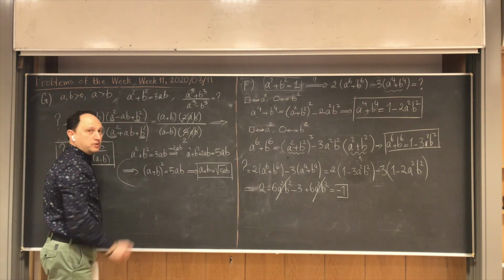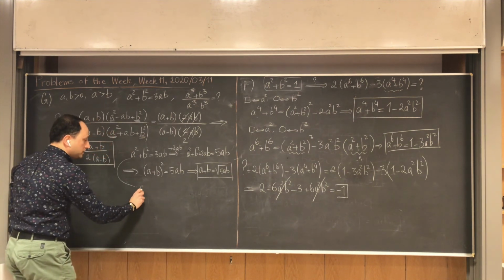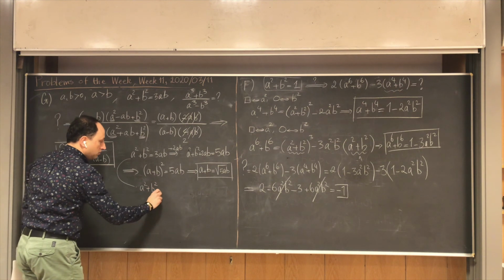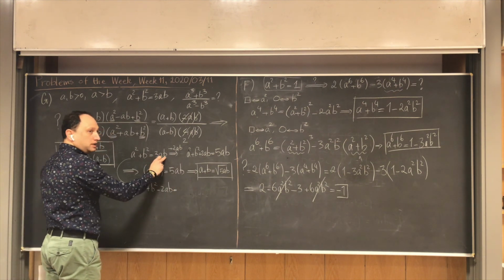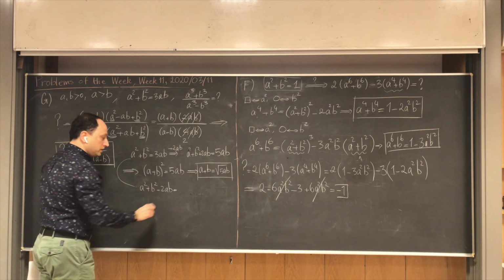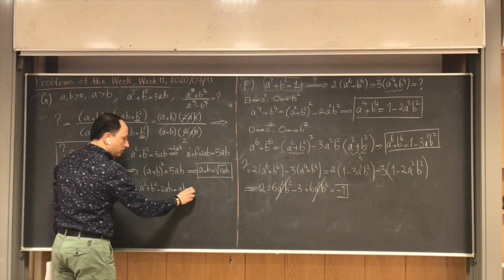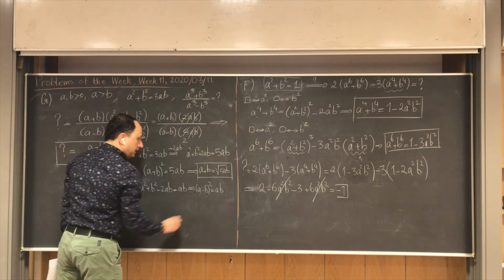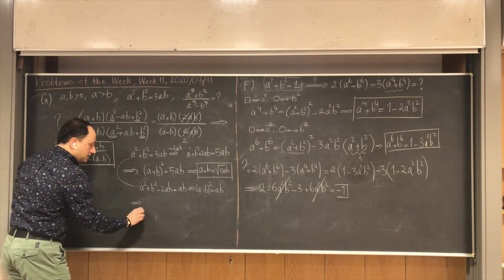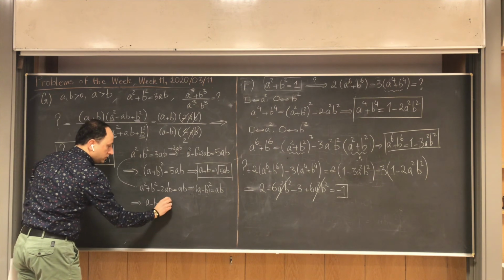Instead of adding 2ab to both sides, I subtract 2ab from both sides. Then it becomes a squared plus b squared minus 2ab. On the right-hand side, I had 3ab. I subtracted 2ab from it, so only ab is left. And then this time, this becomes (a minus b) to the 2 is equal to ab. Okay, so it means that I have a minus b is equal to square root of ab.